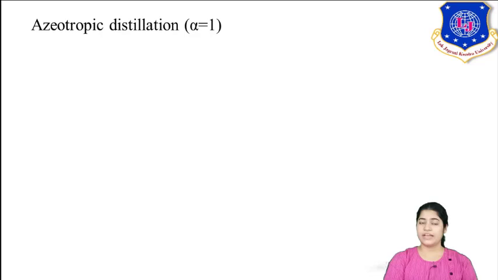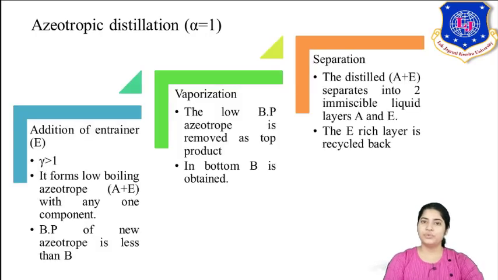The next type of distillation is azeotropic distillation. What is the condition of formation of an azeotrope? It is when your relative volatility is equal to 1. It means the components of your solution are both equally volatile. That is the condition of an azeotrope. Okay, so what do we do in azeotropic distillation? To separate out a component which is forming an azeotrope, you make another kind of azeotrope. So let's see how it is done.